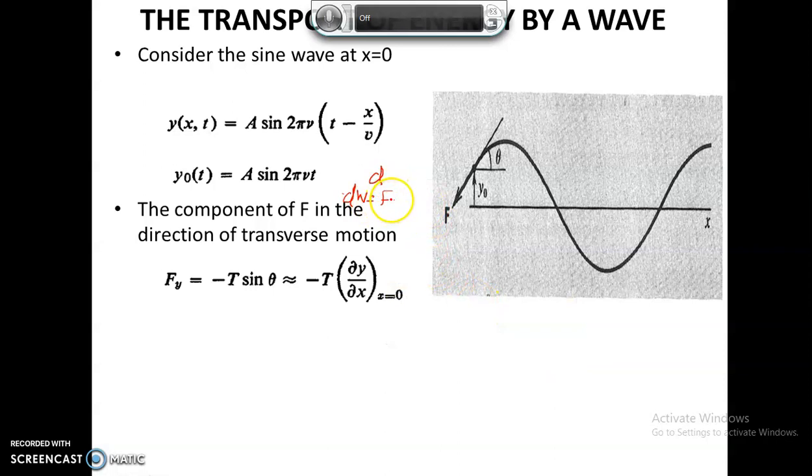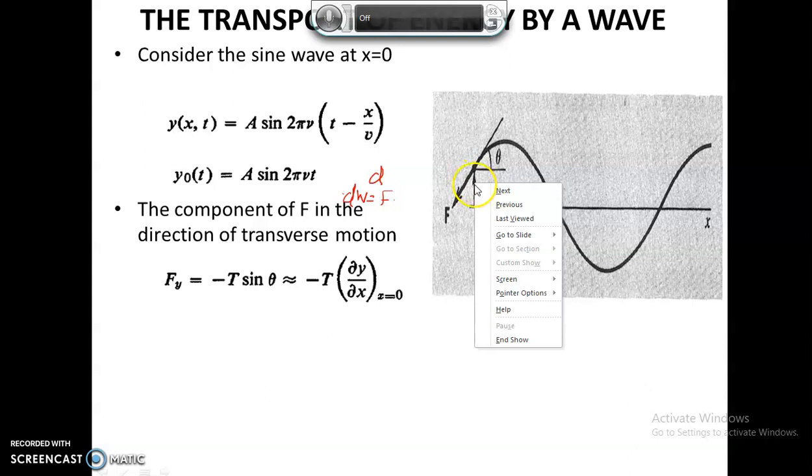Then dW is equal to F into dy0, and the work will be done in the transverse direction, that is in the upward direction, in which the particles of the medium will be undergoing a displacement. So the vertical component of the force, or the transverse component of the force, needs to be taken into consideration.